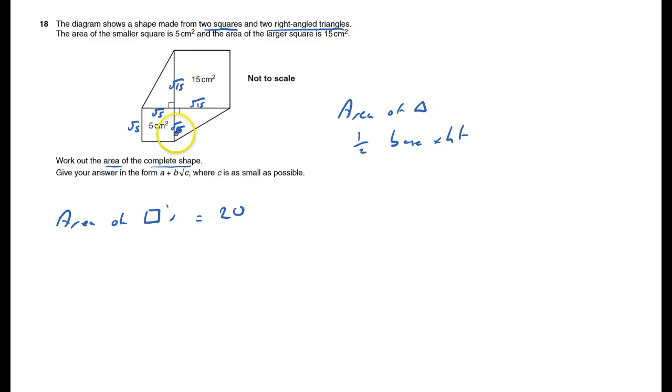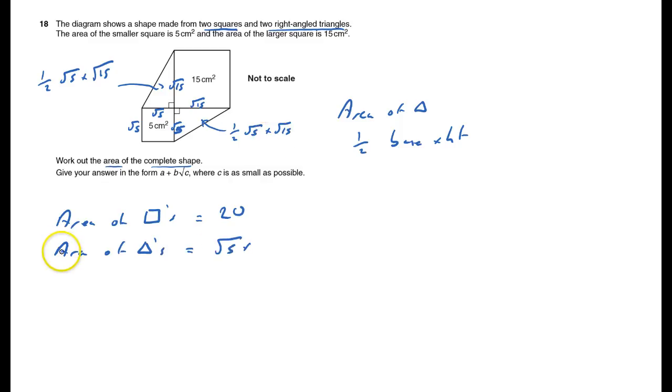So it's easy. This triangle here is a half the base, which is root 5, times by the height, which is root 15. And this one here is a half of root 5 times by root 15. So together I've got a half of them here and a half of it here. Altogether, for the area of the triangles, I've got a whole, which equals root 5 times root 15.